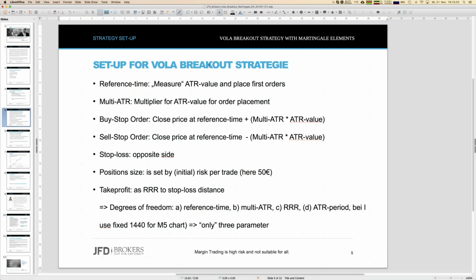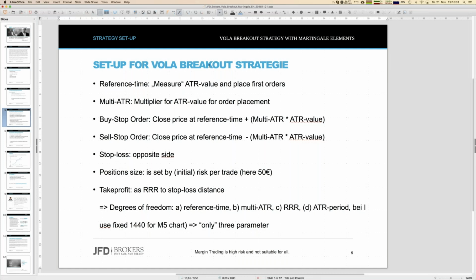Position size we need for any trade. Therefore, we have to decide on our initial trade risk. In my case, it will be 50 euros. So the position size is then more or less automatically calculated because we know the entry and the stop loss, and those 2 numbers and our risk per trade calculate the position size.